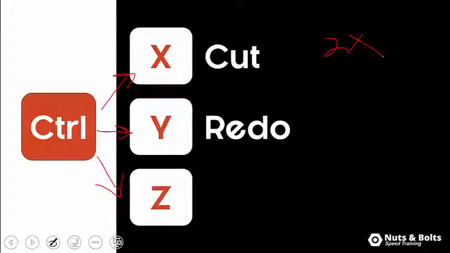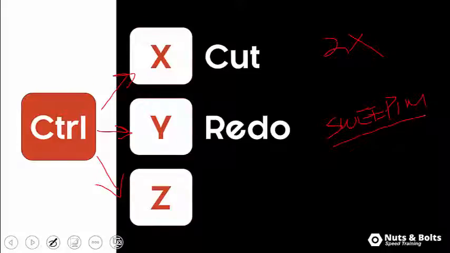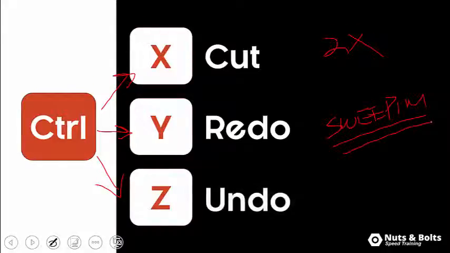You have Control Y for redo, which is best used in a sweeping motion. Again, we want to focus on the strategies and techniques to what we're doing here. We don't want to just learn or memorize a shortcut. And then you have Control Z to undo. And I'm going to show you how to control how many undos you have and why you don't want to add too many.